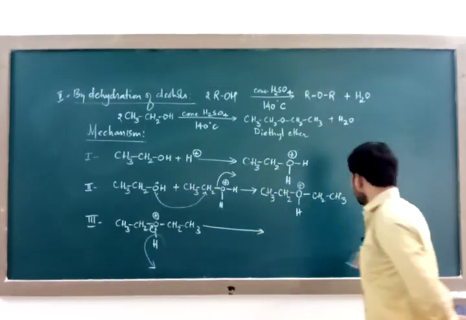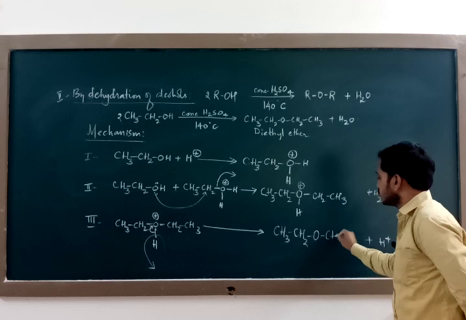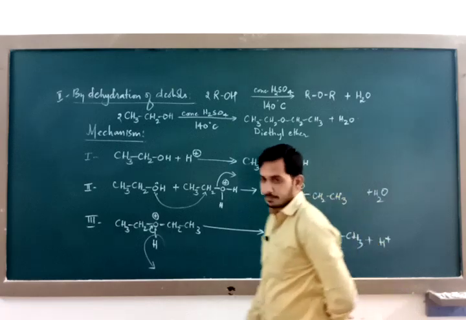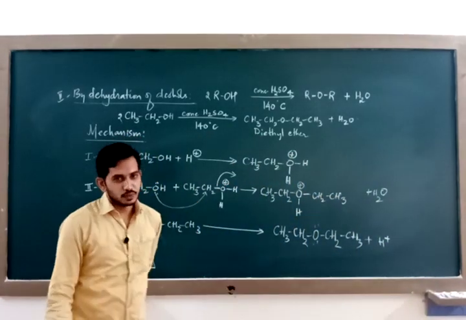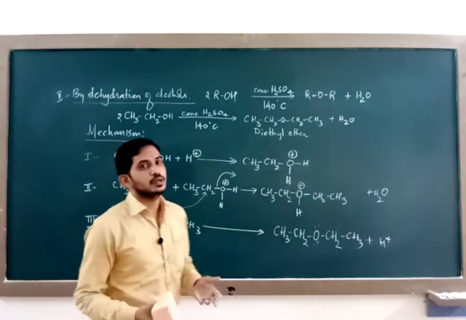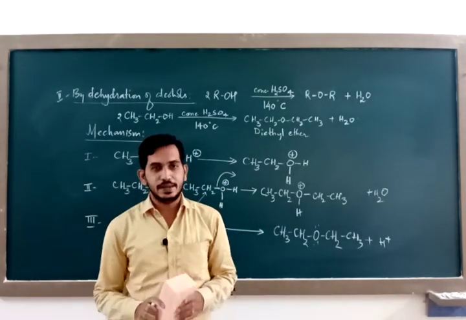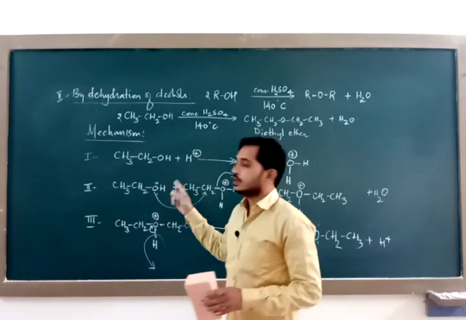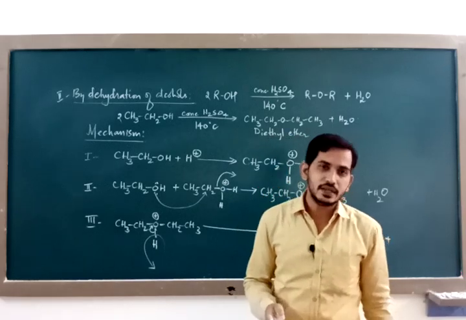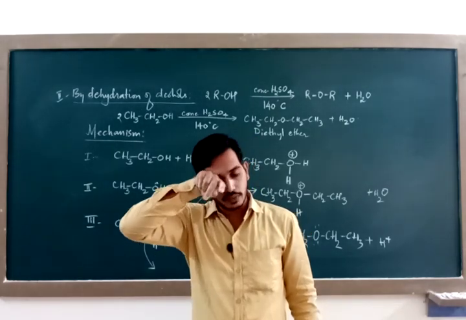Now what is left behind? It is our main required product, CH3, CH2, O, CH2, CH3, diethyl ether, as the main product. So the second method is also important along with the first method. Williamson's ether synthesis involves preparation of ethers by using sodium alkoxide or potassium alkoxide with an alkyl halide. Whereas in the second method, you carry out dehydration of alcohols at a temperature of 140 degrees Celsius using the dehydrating agent concentrated sulfuric acid. This will give you ethers.